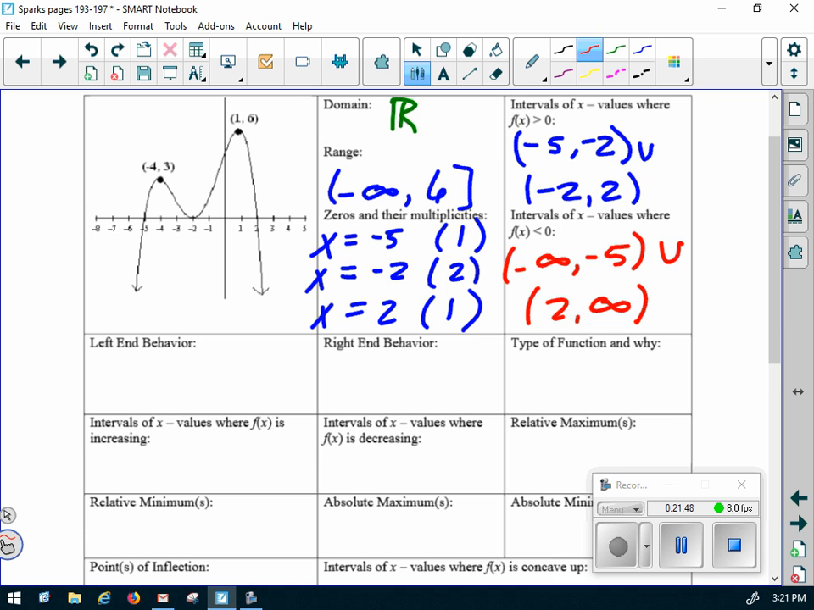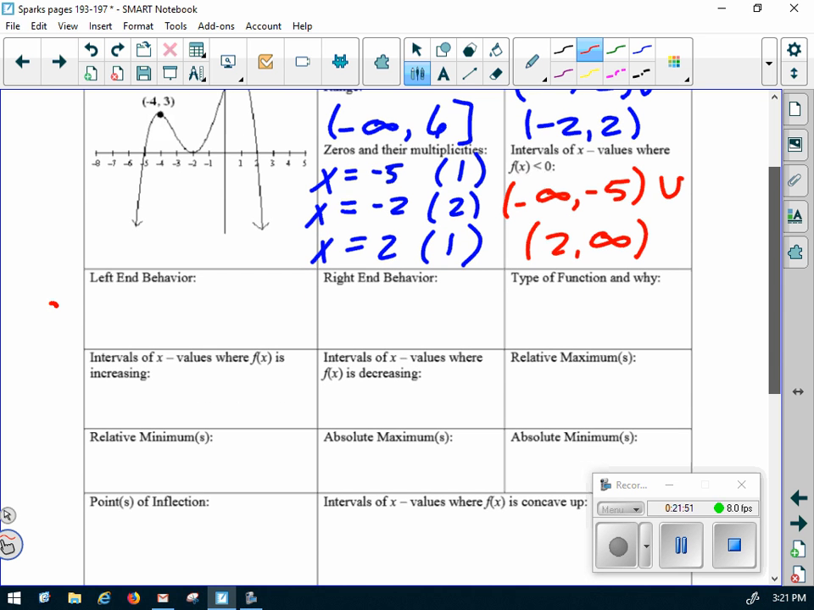Left end behavior. Yep, as x approaches negative infinity, f of x approaches negative infinity, because the function, as we say in calculus, decreases without bound. Right end behavior. Also negative infinity, because the function also decreases without bound. Good.